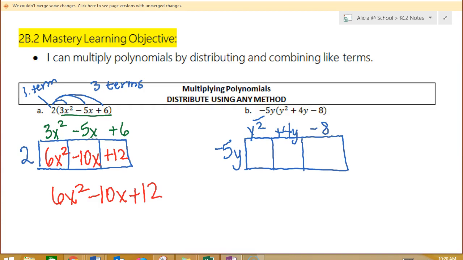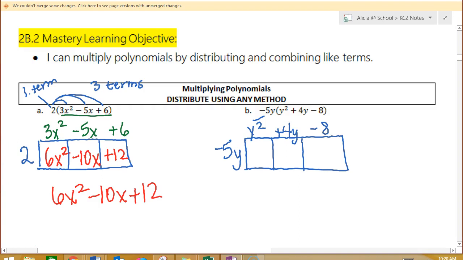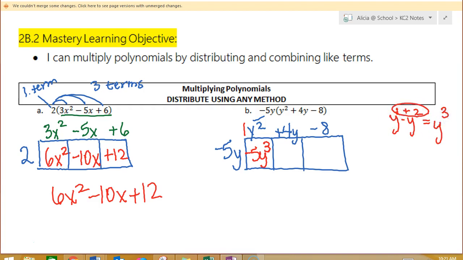A negative 5y times y squared. Now, multiply the coefficients. Negative 5 times that 1 is still going to be a negative 5. Y times y squared, remember when we multiply, we add those exponents. So y times y squared, if you need to write that for yourself, right? Y times y squared. When we multiply, we add those exponents to give me that y cubed.